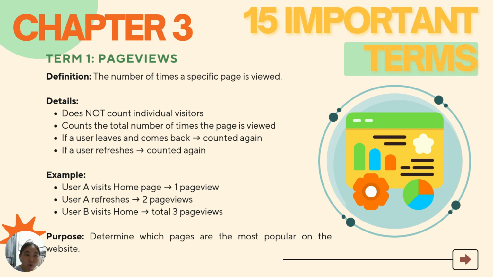So for example, user A visits the home page, it will count one page view. User A refreshes, it will count again, two page views. And if user B visits home, the total is three page views. So the purpose of page views is to determine which pages are the most popular on the website.